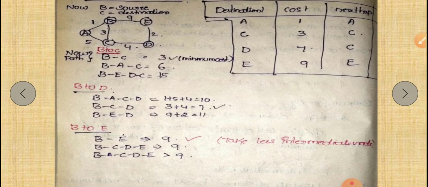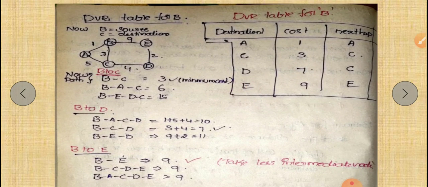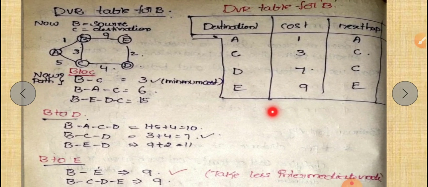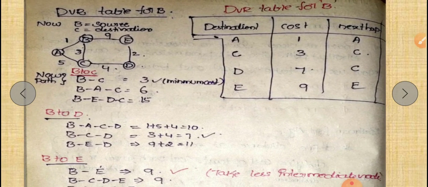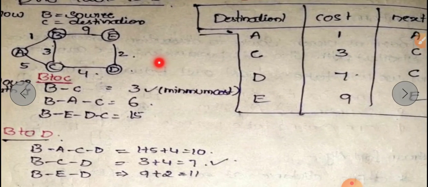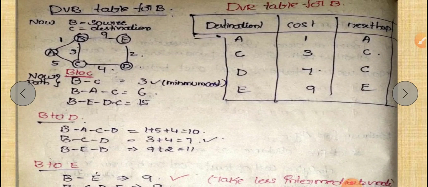Just have a look at how easily we can write a DVR table. We have to write it like this. First one is destination, another one is cost, another one is next hop. Hop means from which router to which router. So here B is the source and D is the destination.